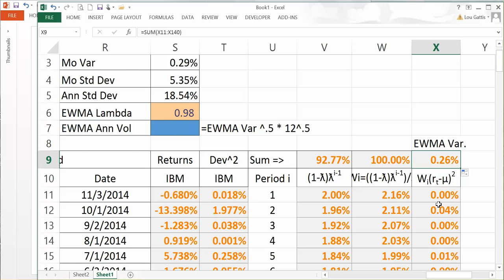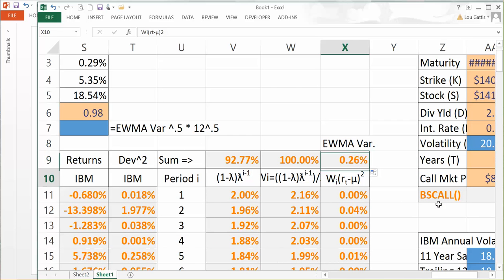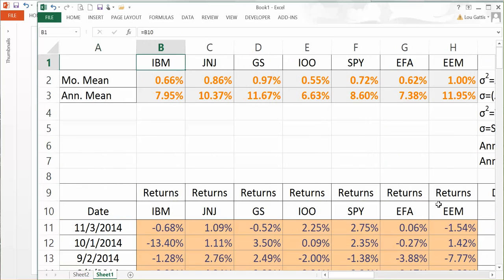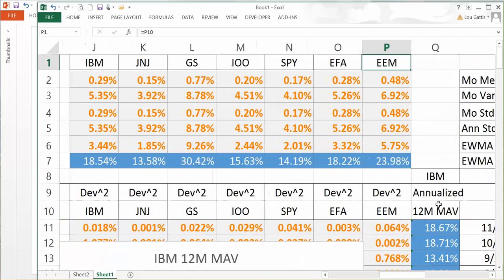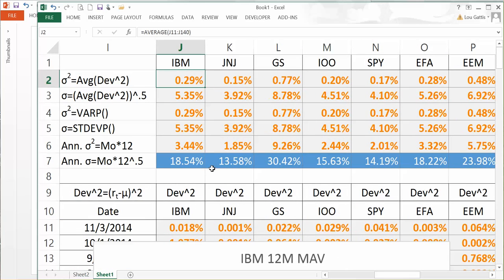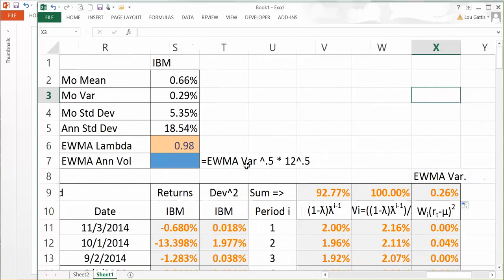Right? Variance is the average square deviation. In this case, it's the probability weighted, or just a weighted square deviation, using these unequal weights. And I get 26 basis points as the EWM variance, which, by the way, is less. If I go over here, what is my historical variance? 29 basis points. So the EWMA variance is less than historical because it is not weighting those turbulent times as much.